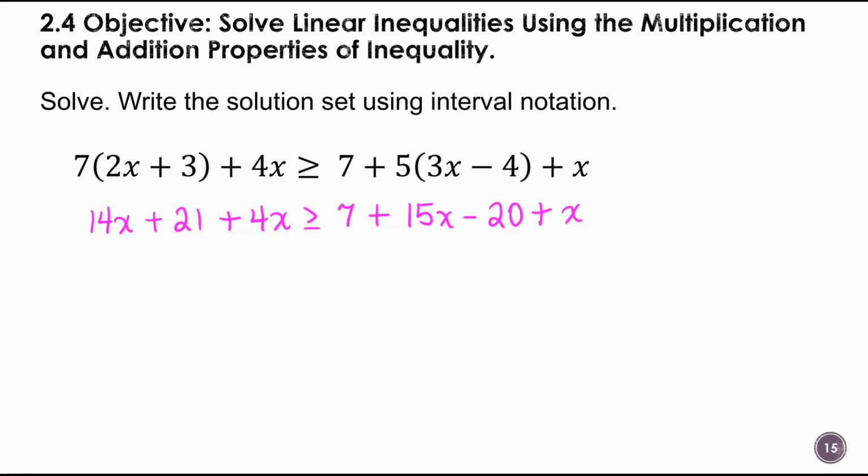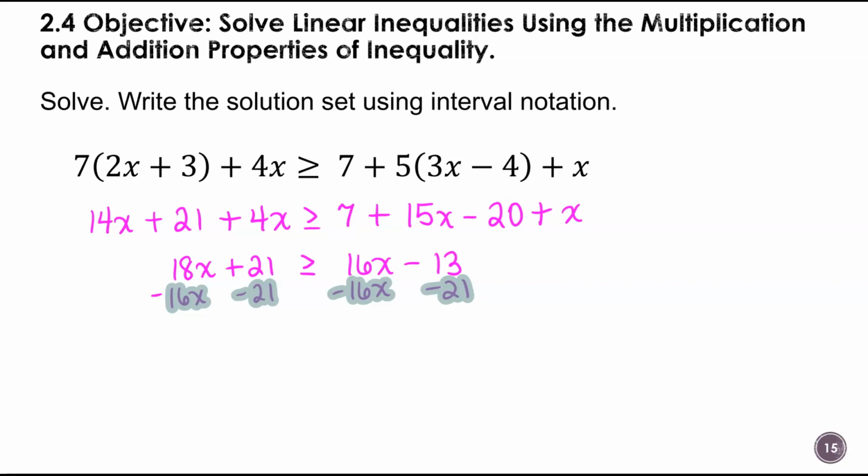Now we do combining like terms, so we have 18x plus 21 is greater than or equal to, that's going to be a 16x minus 13, right? Because I have 7 minus 20. And then from there, I'm going to solve by subtracting the 16x. And you could do this on the same step. I'm also going to subtract the 21. Maybe I should do this in a different color.